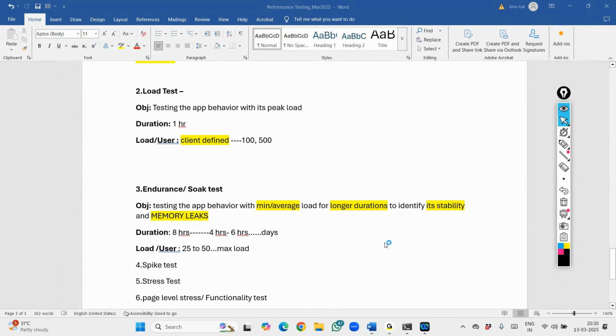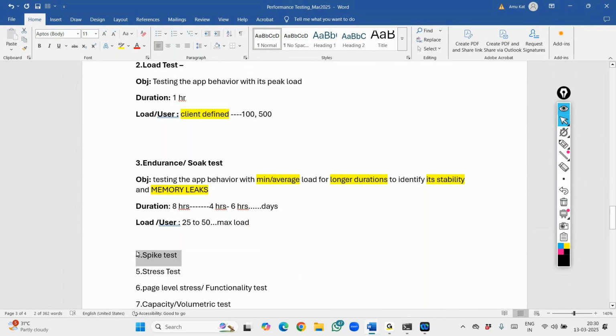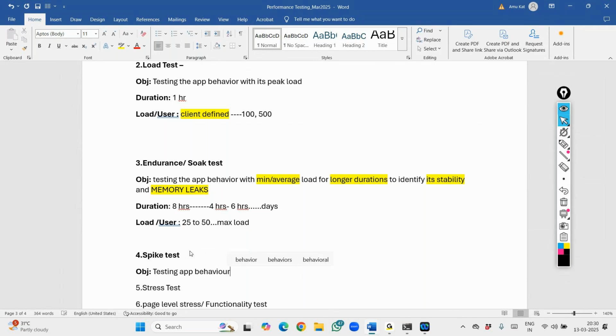Moving to the next one, which is spike. What do you mean by spike? Anyone? A sudden increase in user load. Yes, exactly. So what's the purpose of a spike test?